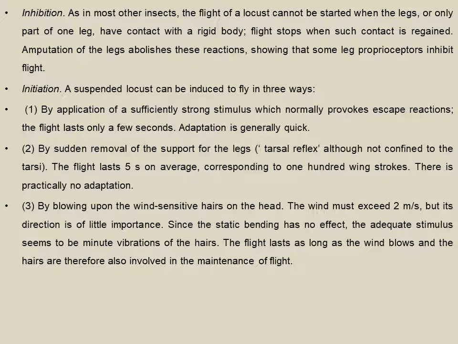A suspended locust can be induced to fly in 3 ways. Number one, by application of a sufficiently strong stimulus which normally provokes escape reactions. The flight lasts only a few seconds and adaptation is generally very quick. Number two, by sudden removal of the support for the legs, that is the tarsal reflex, although not confined to the tarsi, but it is termed a tarsal reflex. The flight lasts 5 seconds on average, corresponding to 100 wing strokes. There is practically no adaptation.